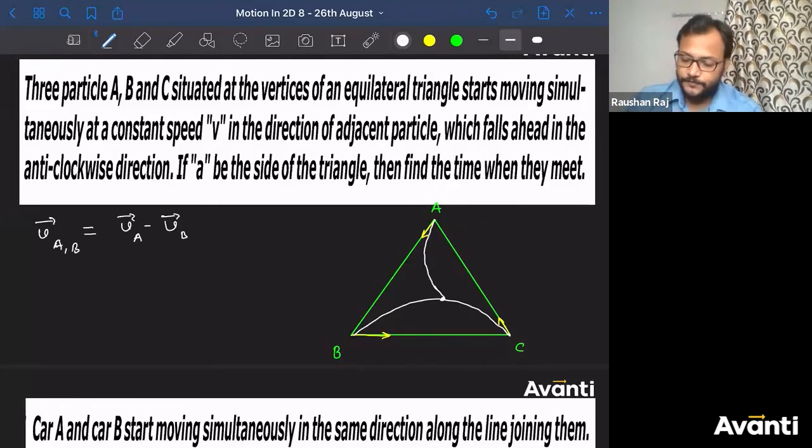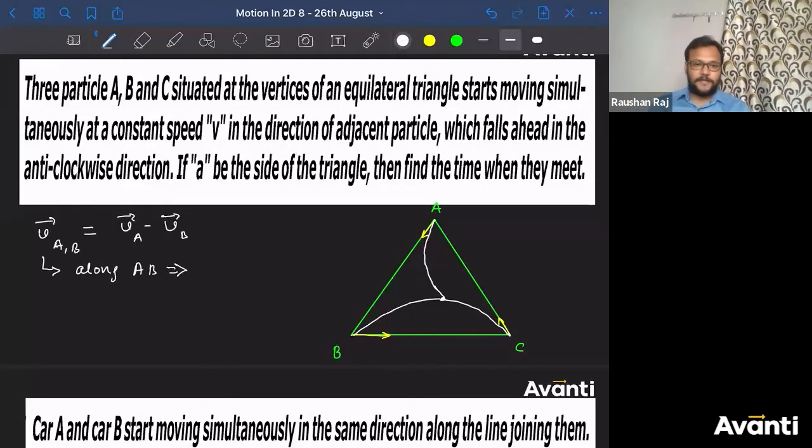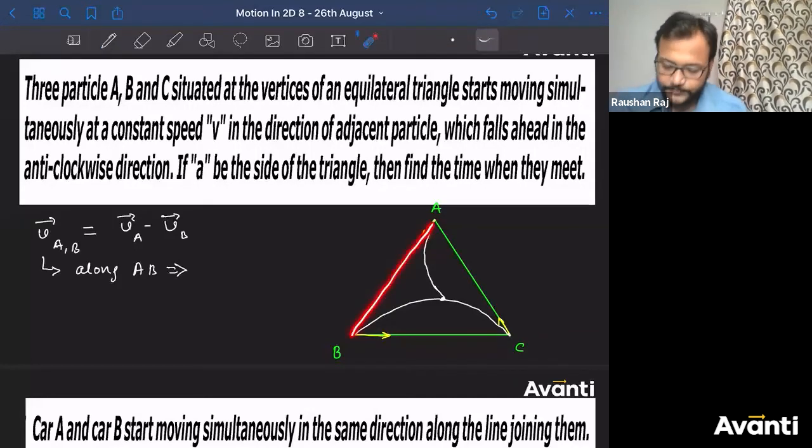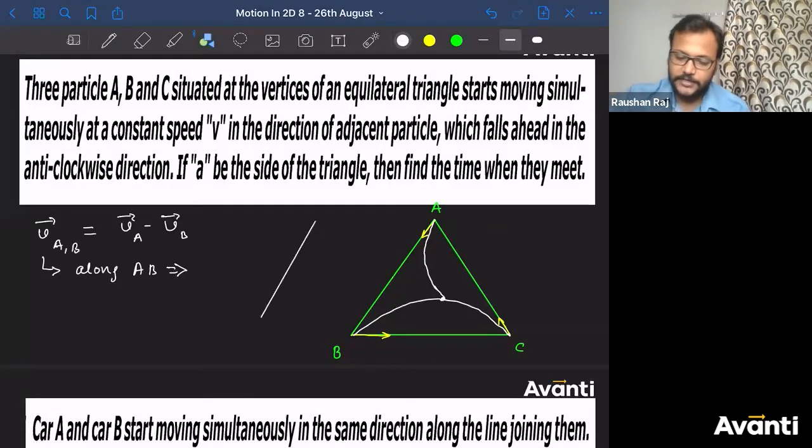If I ask you to find the velocity of A with respect to B along AB, tell me what will be your answer? If I ask you to find the velocity of A with respect to B along the AB length, so can I say A is having a velocity? If I draw that AB line here, guys, look at the board carefully. If I draw the AB line here, the velocity of A is in this direction.